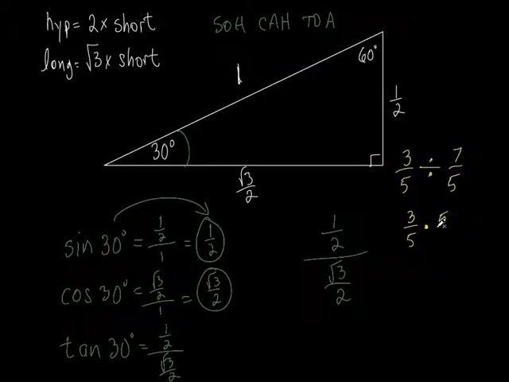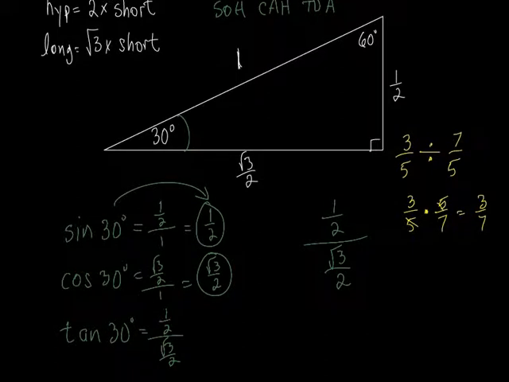And so what do you do there? You keep the first one the same and you flip the second one. Look what happens here. The 5's cancel. What's the answer? 3 over 7. Look, let's apply that same line of thinking to this thing down here.